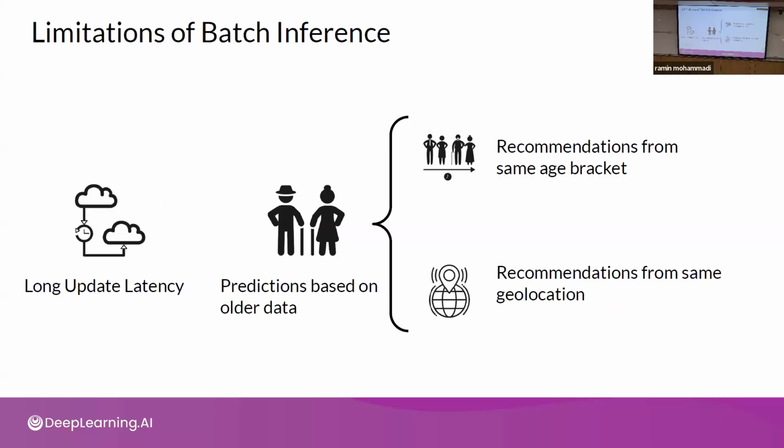There are some limitations with batching. The first thing is that the updates take longer, and predictions are based on older data. That means you could have an application where your request comes in, and the day after you give the response back, maybe the data has already changed and is no longer acceptable. So that could be a challenge.